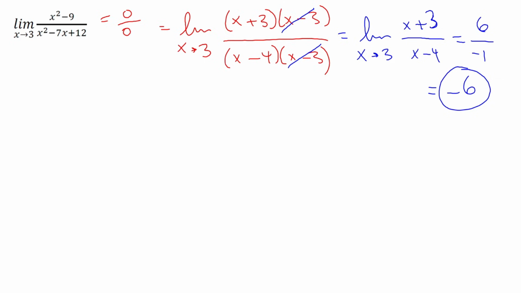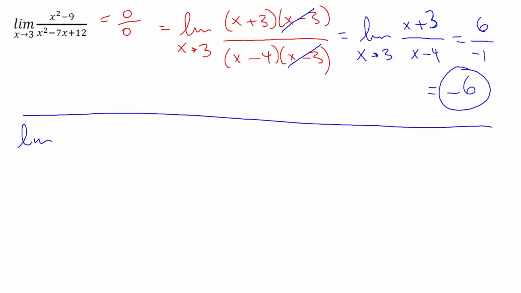The other option is to use L'Hopital's rule. And when we use L'Hopital's rule, the College Board wants you to write out the separate limits of the numerator as 0 and the denominator as 0.